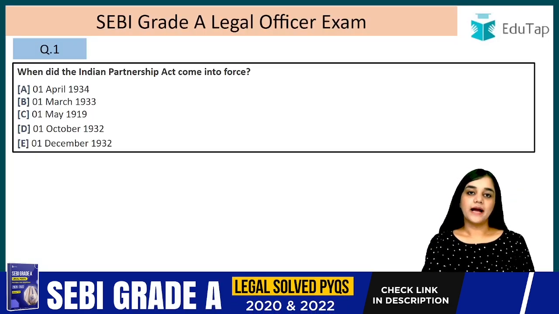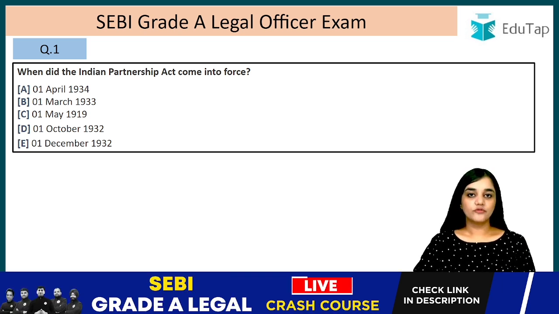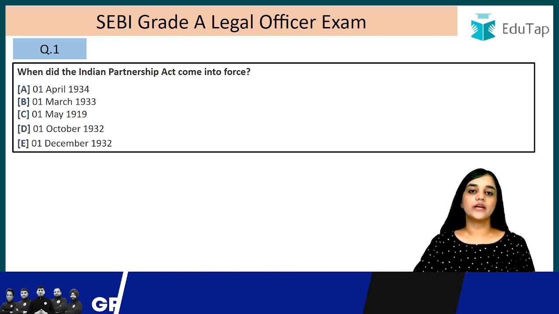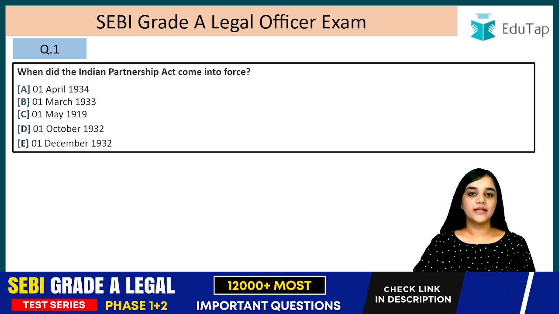So the Partnership Act came into force in 1932. Earlier, like the Sales of Goods Act, it was also a part of the Indian Contract Act, but in 1932 it was made into a different enactment, right?